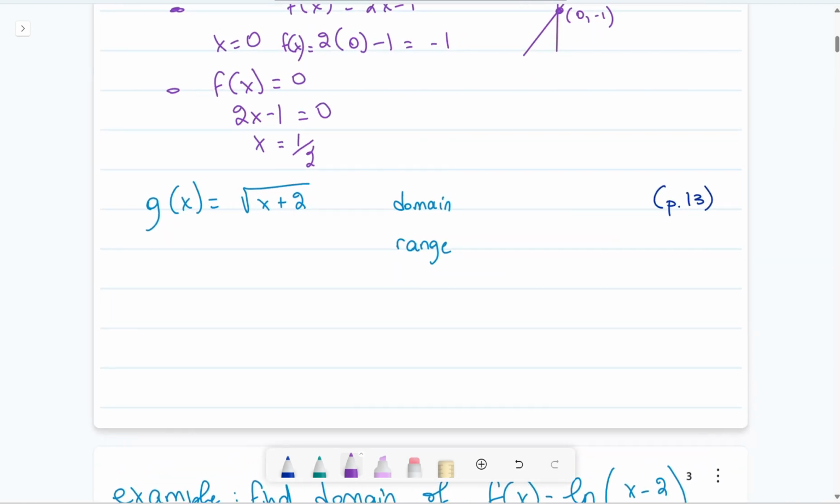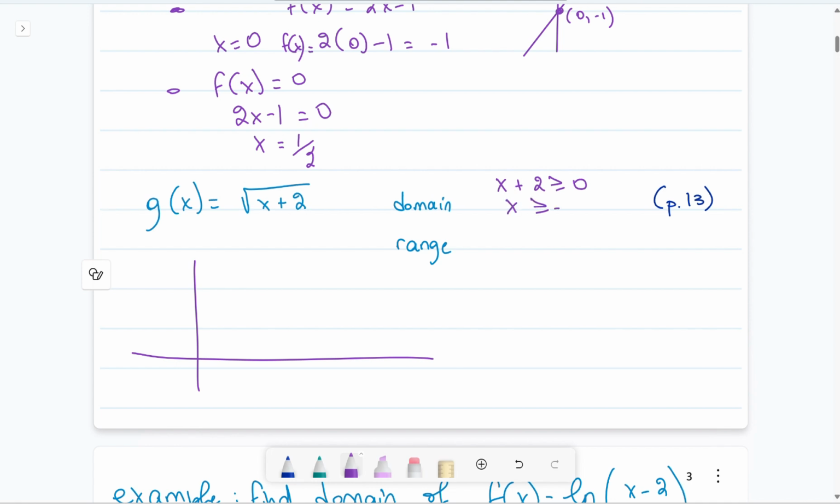Now let's look at another function. g of x equals square root of x plus 2. We agreed earlier that in a square root, what's inside the square root has to be greater than or equal to 0. So x has to be greater than or equal to -2, and that's the domain.